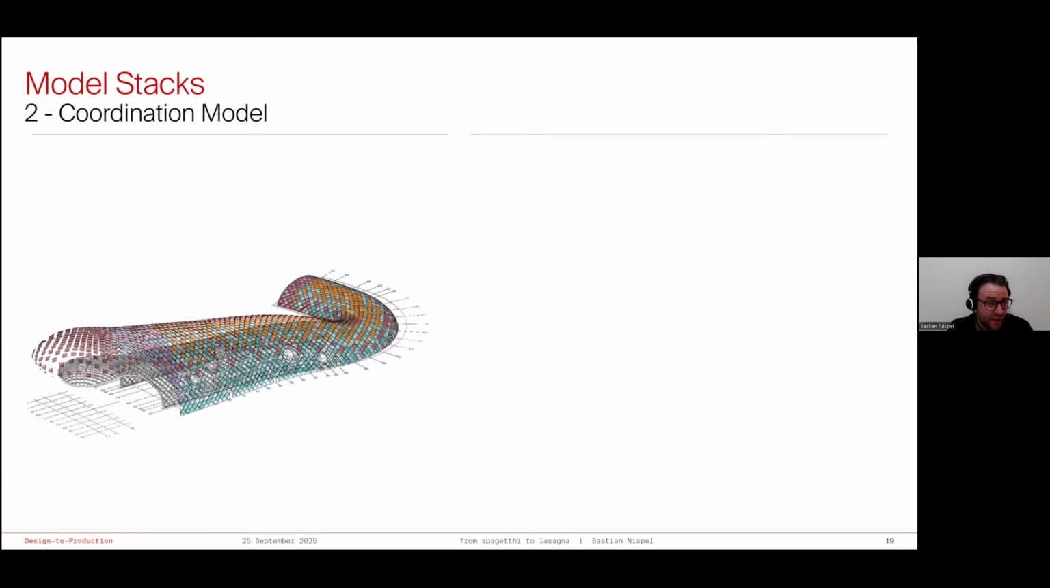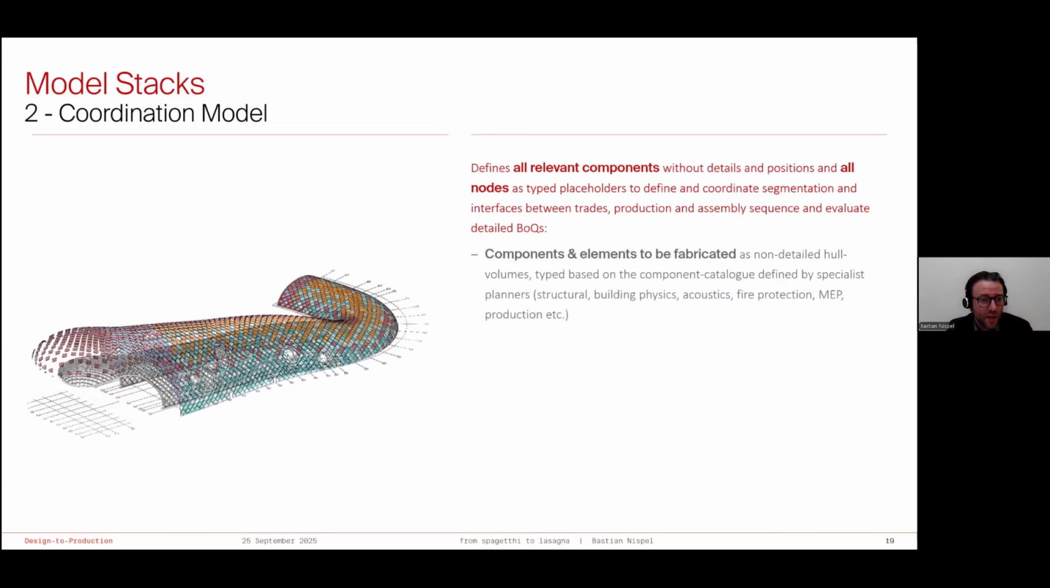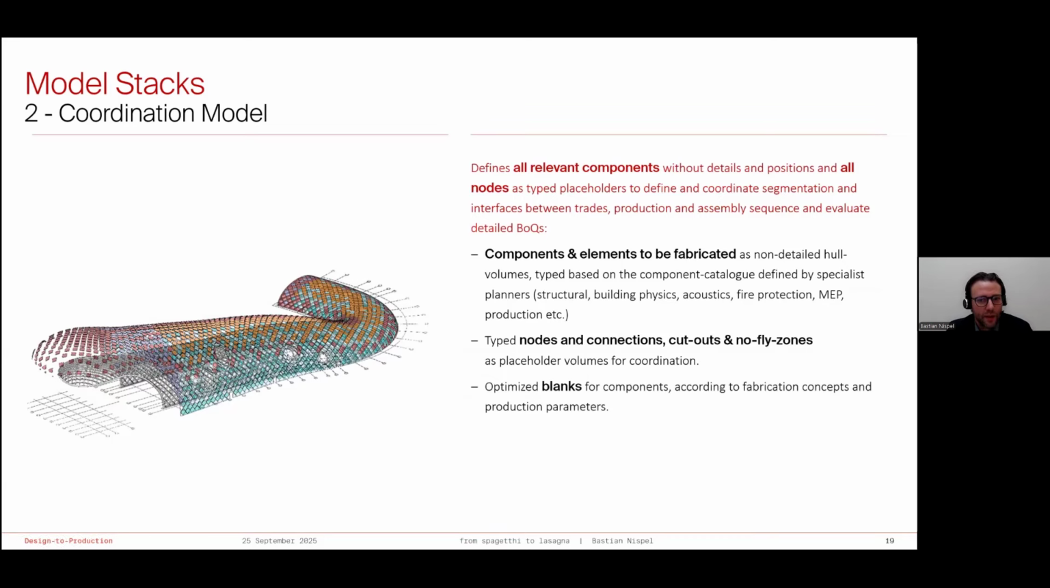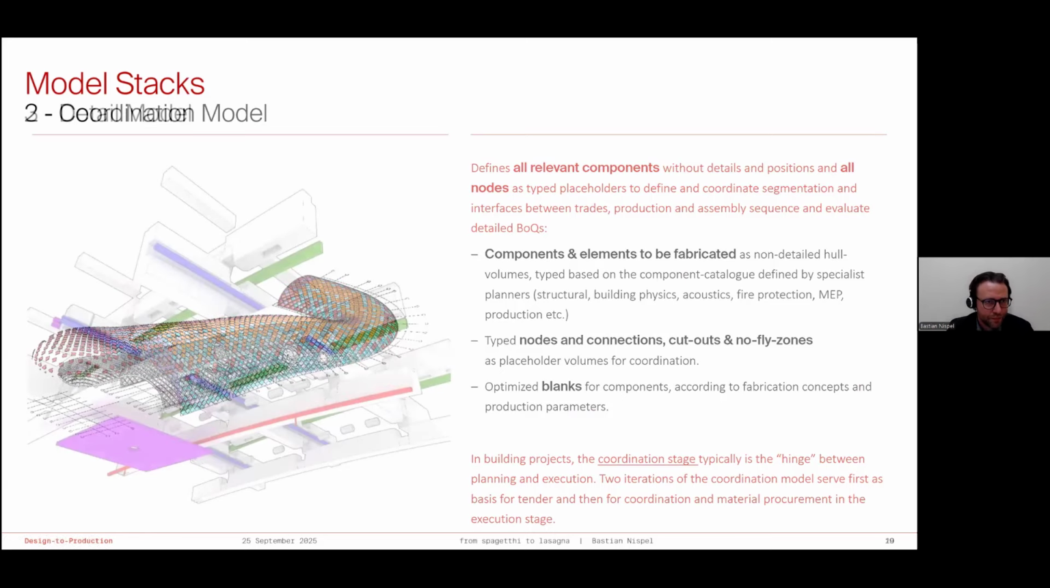The next stage, and this is an important one, is the coordination model. This defines all relevant components and all nodes in the model, and especially in terms of fabrication, we need to also place connections, cutouts, and no-fly zones here, so that we can really talk with MEP, with the engineers and architects, about how things should develop from here. Planks as well. So that's in the coordination stage.